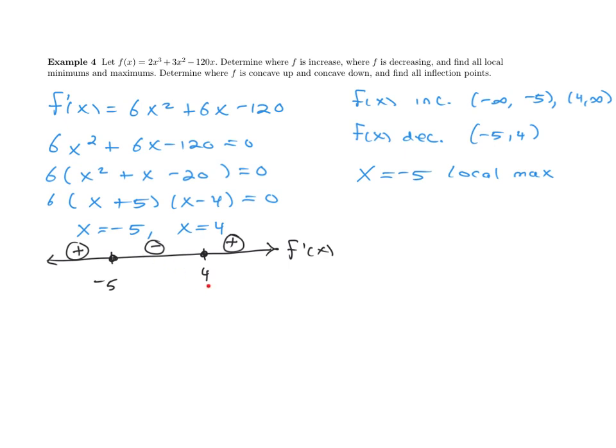x is equal to 4 is a local min because the derivative goes from negative to positive, meaning the original function is decreasing, then increasing. So x is equal to 4 is a local min.